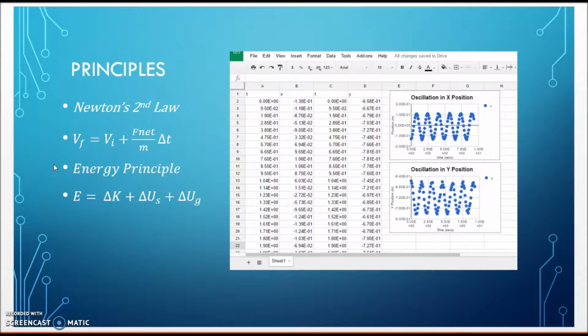We used two principles. Newton's second law, which states that the acceleration of an object is dependent upon the net force and the mass of the object. We used it to find the spring's new velocity and its new position. We also use the energy principle, which states that a change in energy equals a change in kinetic energy plus a change in spring potential energy plus a change in gravitational potential energy.